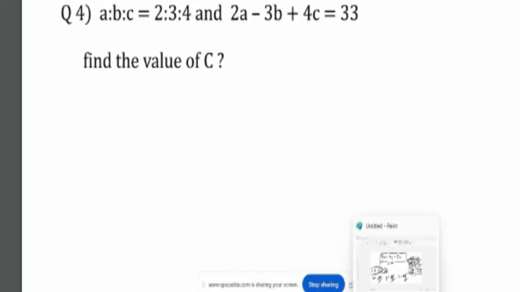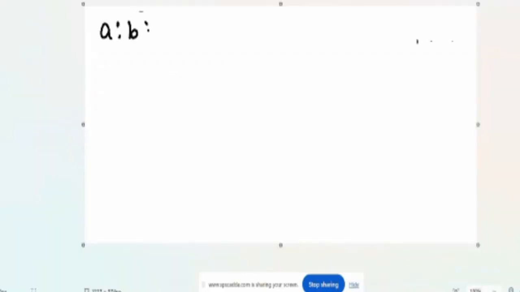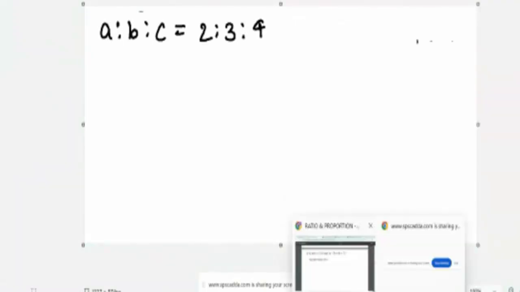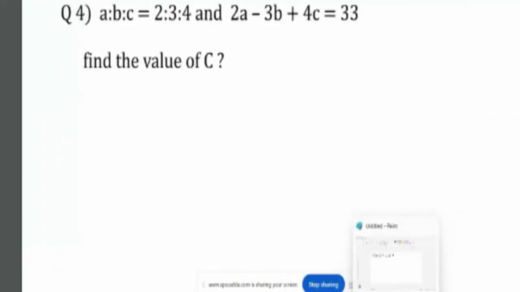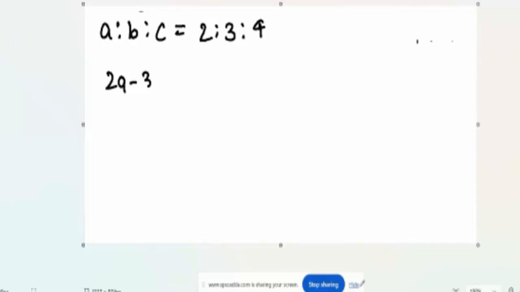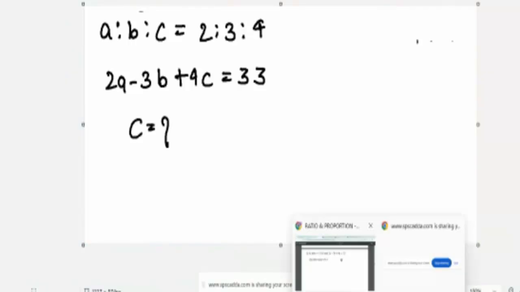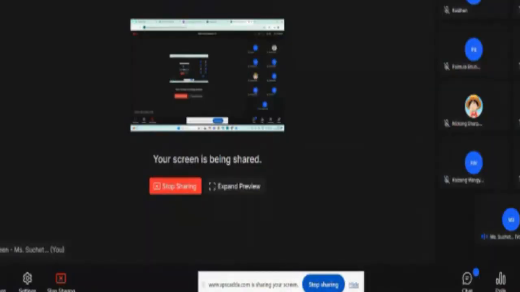Okay. Wait a minute. We have a ratio of ABC, 2, 3, 4, and then we have the equation 2A minus 3B plus 4C is equal to 33. And we have to find out the value of C. Please let me know what is the correct answer. First, you have to approach the question, then only I will solve. Please tell me.